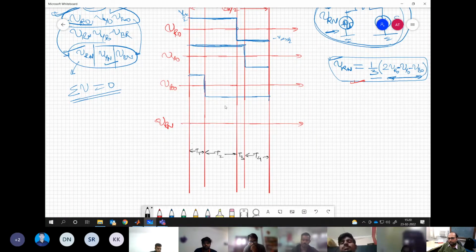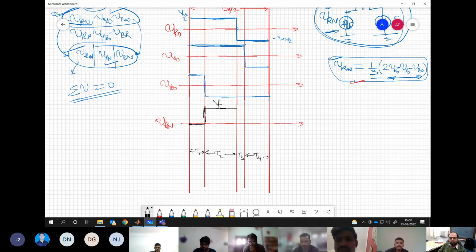0. Because twice VRO minus VYO minus VBO, and all three have the same value. So this is basically 0 in this interval. Okay, next one. It's twice VDC by 3? Where is twice VDC coming from? Clear to everyone, or is somebody getting 2 VDC by 3? It's VDC by 3.